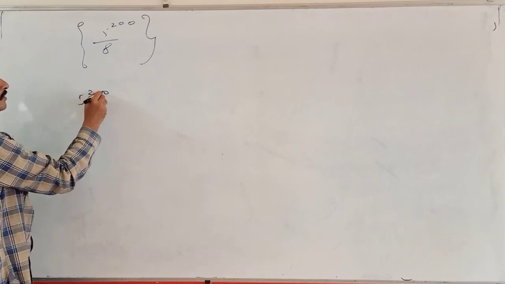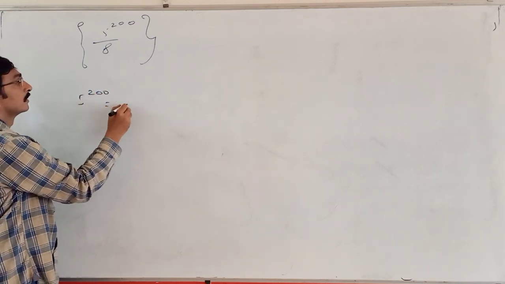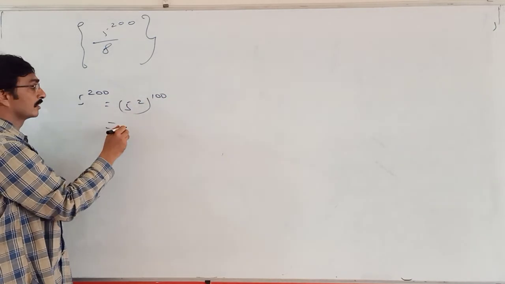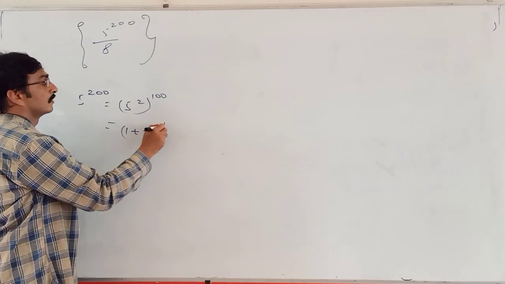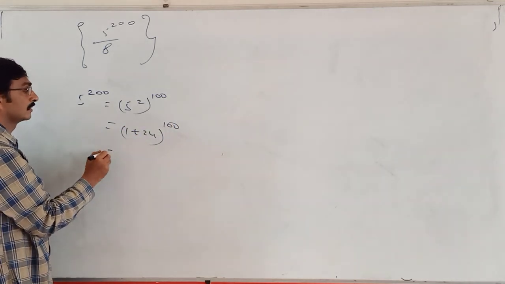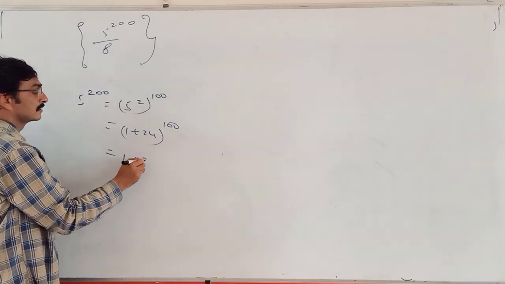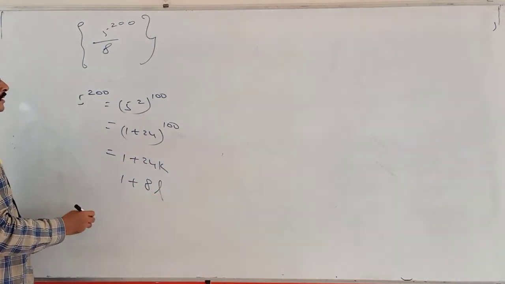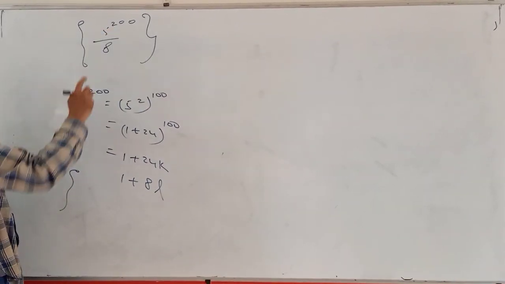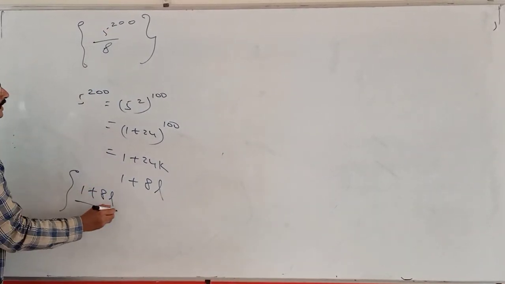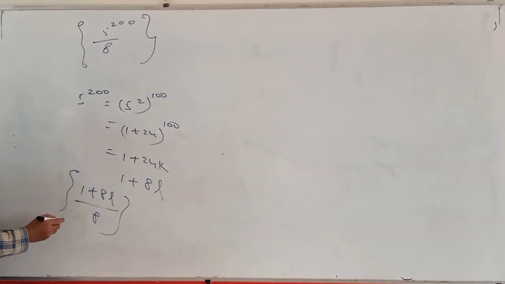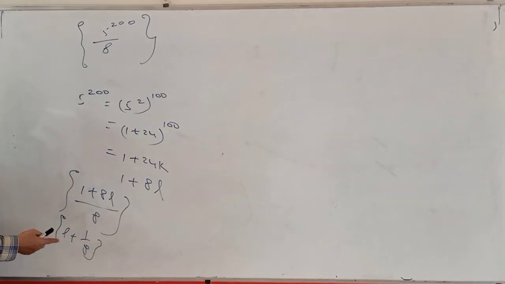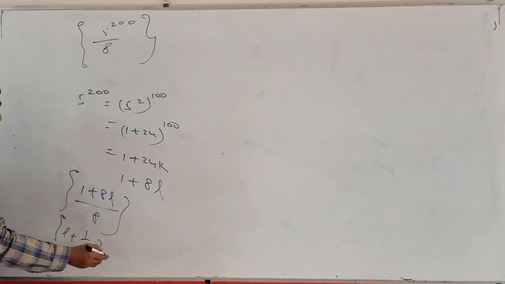So 5 power 200 is 5 square whole power 100. 25 means 1 plus 24, whole power 100. So clearly 1 plus 24 into k, that is nothing but 8 into some L. Therefore, replace the numerator: 1 plus 8L by 8 equals L plus 1 by 8. So clearly the fractional part of this one is 1 by 8.